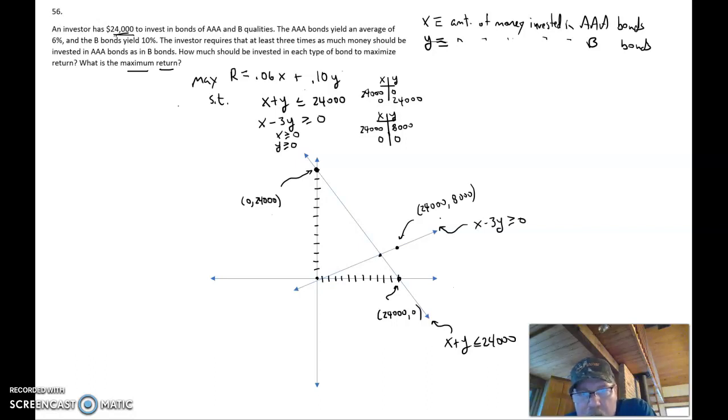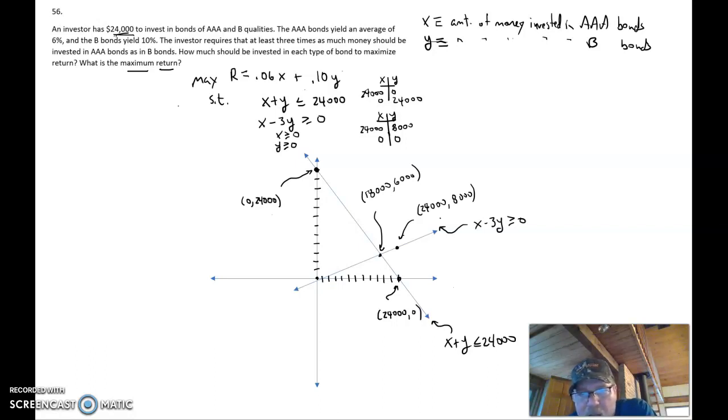And again, you'd set them as equality. You could do Cramer's method. You could pretty much observe this one. 2, 4, 6, 8, 10, 12, 14, 16, 18, so 18,000, 6,000. Does that work? 18,000 plus 6,000 is 24,000. Yeah, 18,000 minus 3 times 6,000 is 0. So yes, this intersection, our scale's not too bad. That is 18,000 and 6,000.